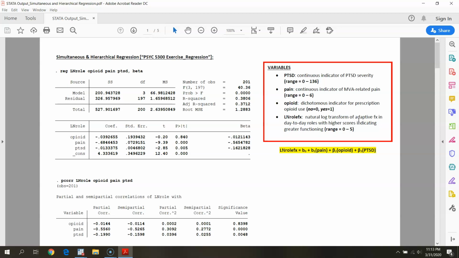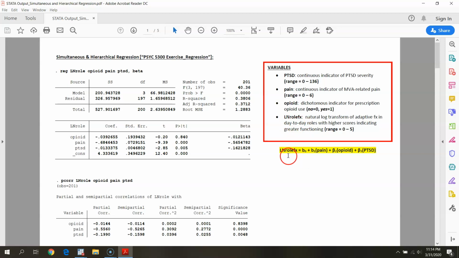Now recall when we went through and screened these data, we had some problems with the distribution of role functioning. It had a pretty severe skew and it's categorical, and so we went through and executed a natural log transform, which improved it a little bit. It's still not great, but it'll work for our purposes here.